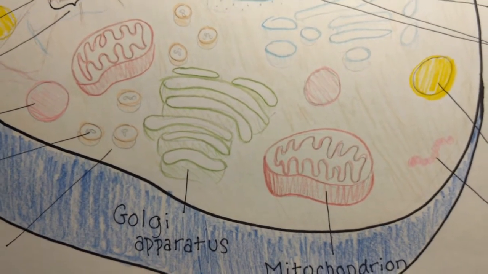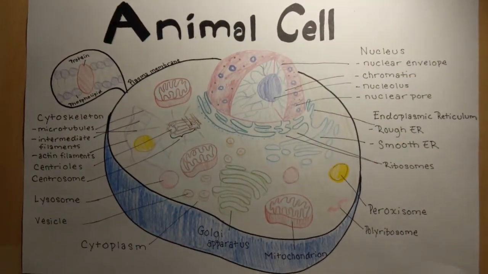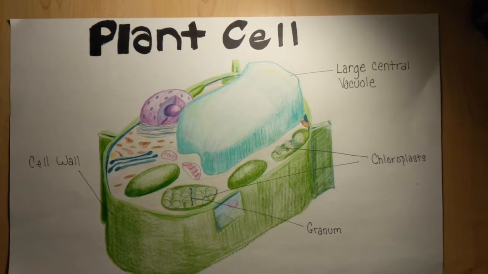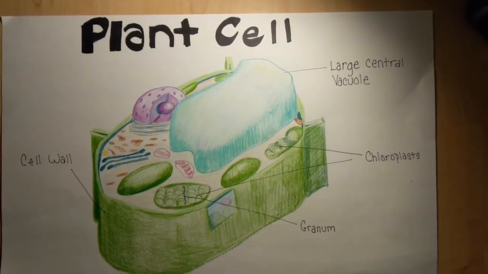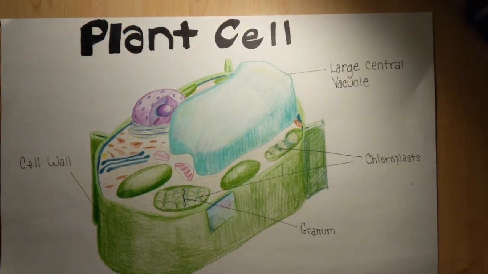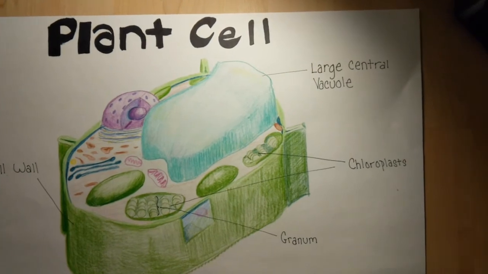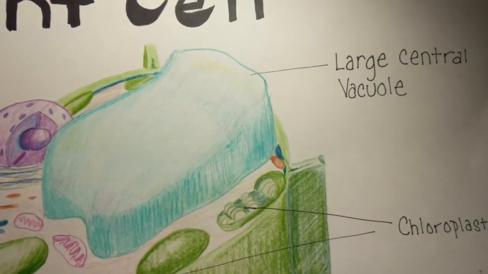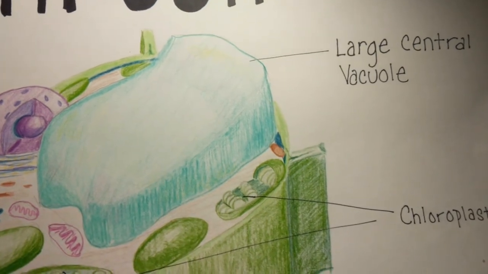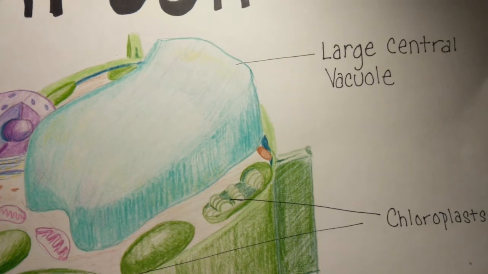Animal cells are very similar to plant cells, but there are a few differences. Plant cells have most of the organelles that animal cells have. Labeled here are additional structures that plant cells have and animal cells lack. The large central vacuole is a large fluid-filled sac that stores various materials and wastes. It also provides structure and support for the plant by maintaining turgor pressure.